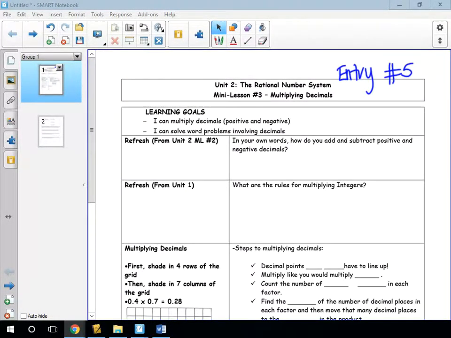Okay, so our learning goals for today's lesson: by the end of today, I want you to take what you learned in 6th grade about how to multiply decimals, and let's add some positives and some negatives. So the first learning goal is knowing how to multiply positive and negative decimals. And our second learning goal is to solve word problems involving decimals.